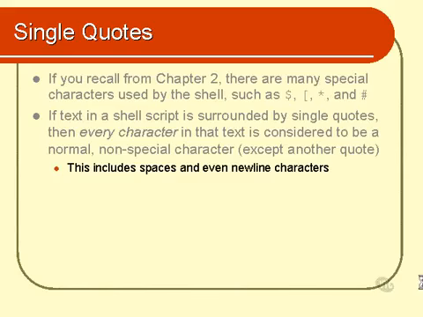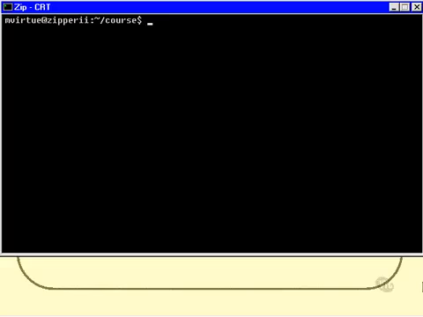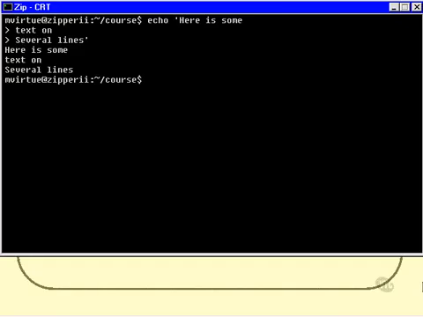I think I should probably show you an example of what I'm talking about. I'll just do that quickly. So here's the example: echo and then a single quote, here is some, and then I'll press enter. And now look, I get a little angle bracket, which is sort of a second prompt. It's not my original prompt, but it is a prompt of some description. And I'll type in text on several lines. And let's see what we get. We actually get it echoed out on 3 separate lines. So it is indeed possible to do that.